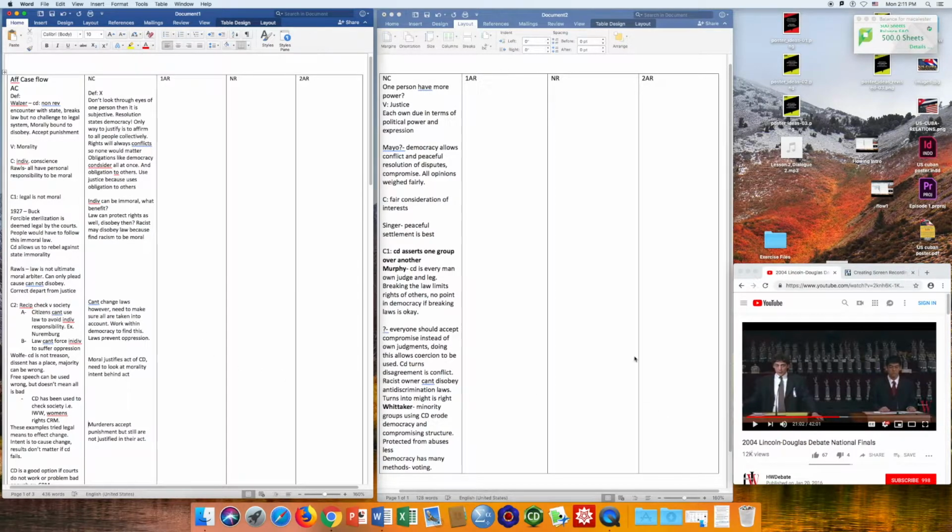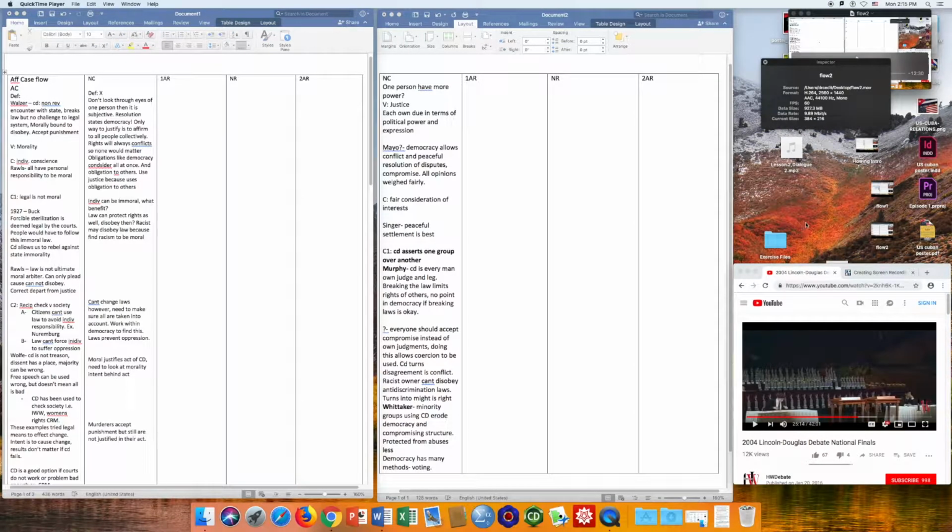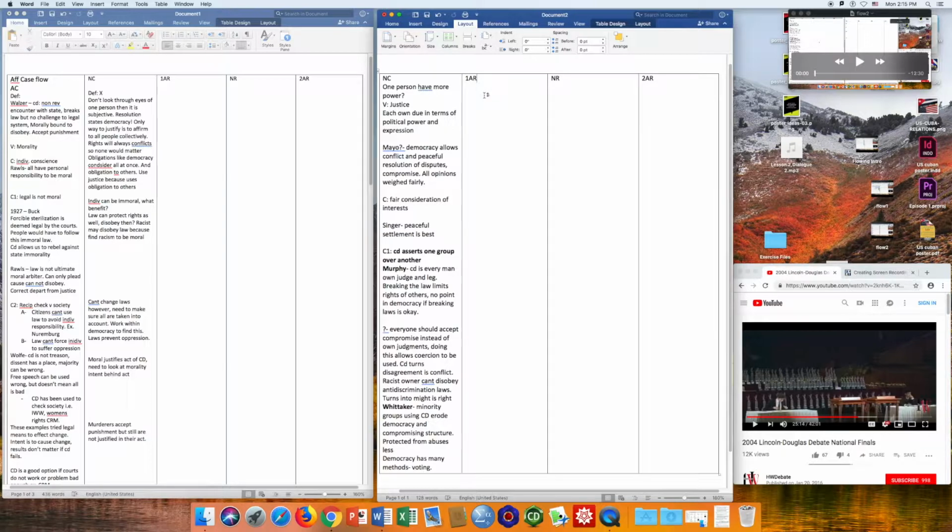Okay, so that is the negative's constructive right there. Now we're going to watch the 1AR. I skipped the cross-ex. I gave you a little sample of that to see that you can ask clarifying questions. Skipping the prep time, now the affirmative will speak. We're not sure which side of the flow he'll begin on, whether he'll start by defending his own affirmative case or attacking the negative. So we'll have to see if he signposts what to do.